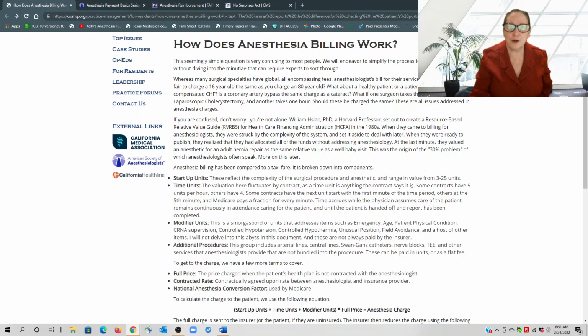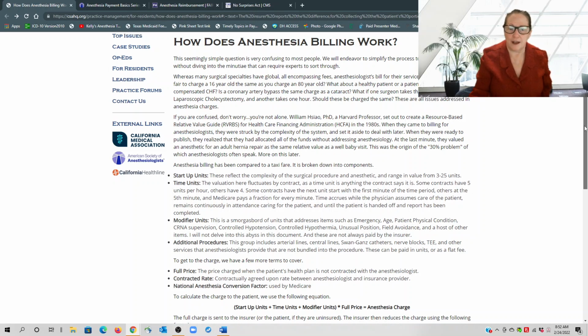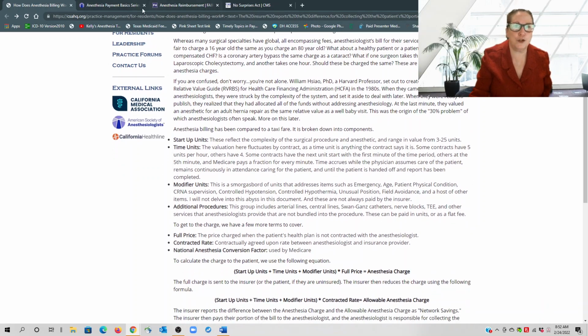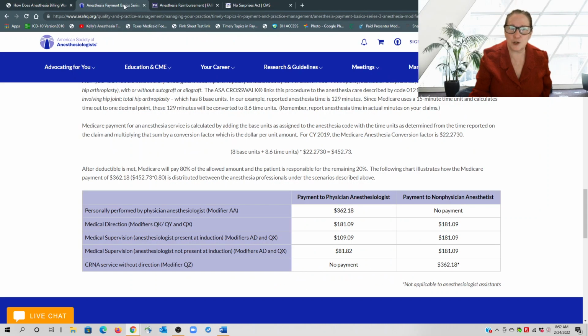The higher the difficulty of the surgery, the more payment the anesthesiologist should be receiving. Okay, now let's hop over to our anesthesia reimbursement side. I don't typically call it reimbursement, that's how they're describing it here. It's payment for services. Anesthesia isn't being reimbursed for anything, honestly.